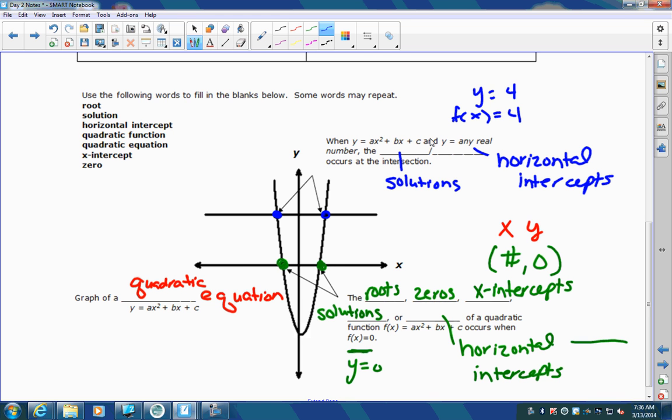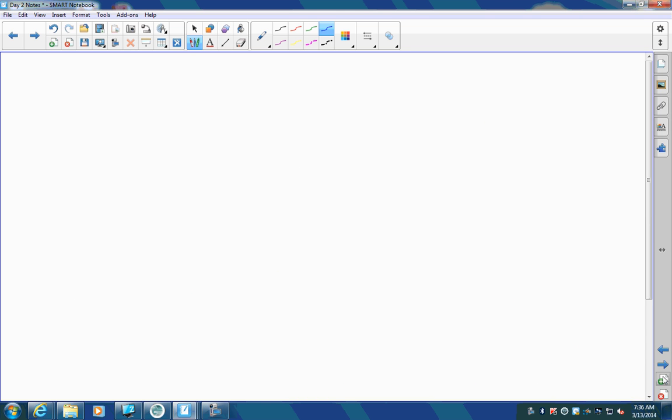Now that was vocabulary that you have to know. Now what we're going to do is this. In the previous unit, we learned how to factor, and this is what I want you writing on the back of that sheet. We have an equation like this: x squared plus 7x plus 6 is equal to 0.